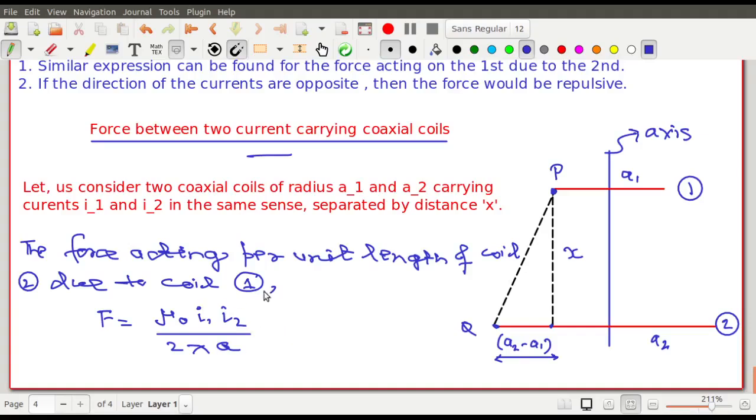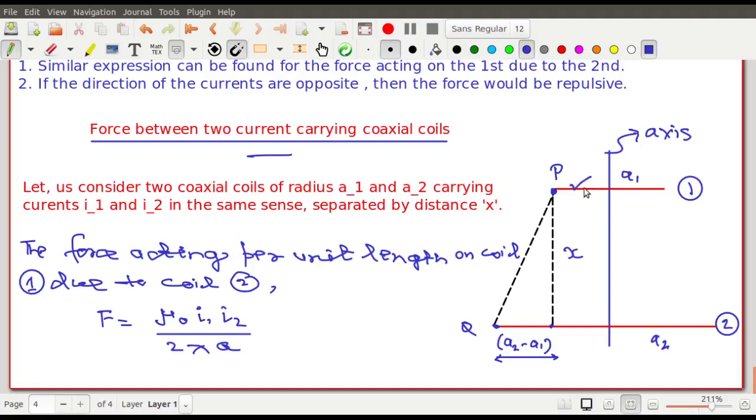So attractive means in which direction? Due to coil 1, what does that mean? What will coil 1 do? So it will be in which direction? The force acting per unit length. Okay, let me just change it. Change this part a little. The force acting per unit length, and this will not be "of", it will be "on", sorry, a slight mistake. Force acting per unit length on coil 1 due to coil 2. The force is acting on coil 1.